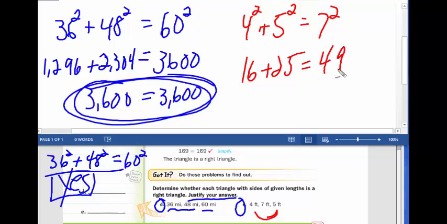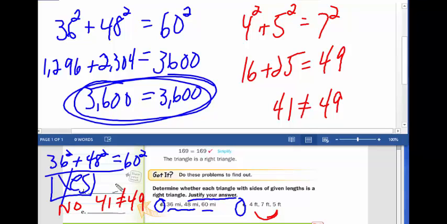Does that equal 49? And now our justification here is going to be easier to do because you can see that 6 plus 5 is 11, 2 plus 1 is 3, plus the one additional would be 41. And notice I put a line through this, so we would say no in this case, and we would say it is no because 41 does not equal 49. Or you could say that 4 squared plus 5 squared does not equal 7 squared.